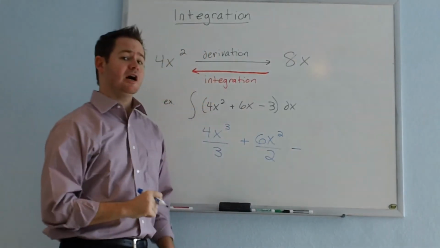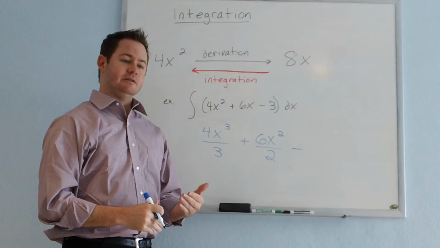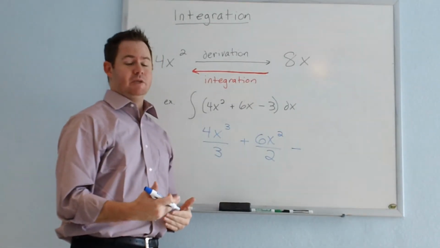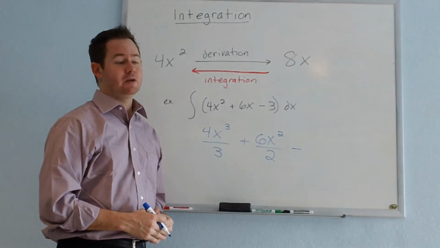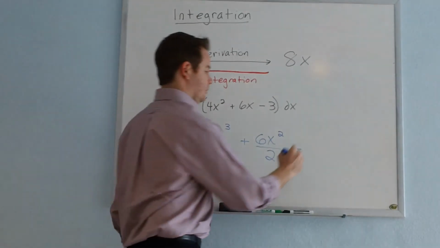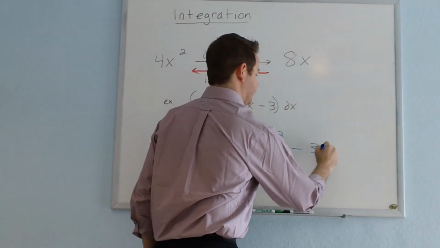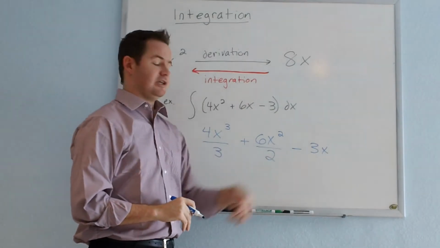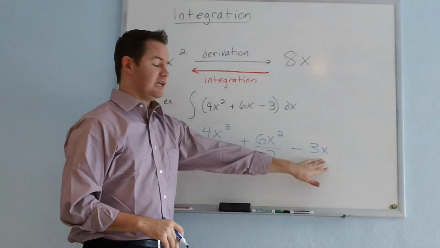Now for our last term, a constant, this is the same thing as saying 3 times x to the 0, because anything to the 0 power is 1. So when we add 1 to that exponent, we're going to have x to the first. And if we divide by our new exponent, it's the same thing as saying divided by 1. So we can leave it as 3x.